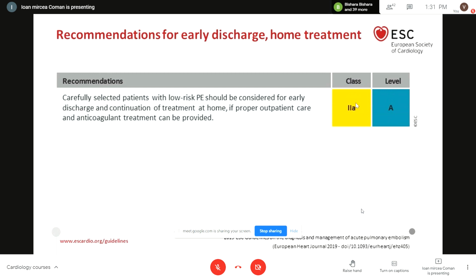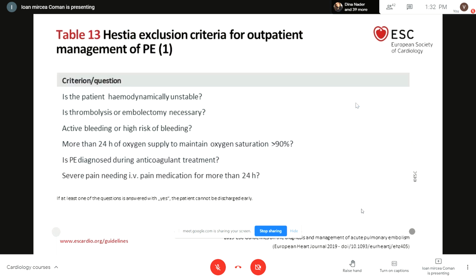Now, what about the discharge of these patients? Of course, if you have a PESI high-risk patient, you should not discharge him. But due to the fact there are a lot of thromboembolic events, of course, people wanted to know if some of these patients could be discharged early on anticoagulant treatment at home, which would be cheaper and better for them. And these are the criteria, the so-called Hestia criteria.